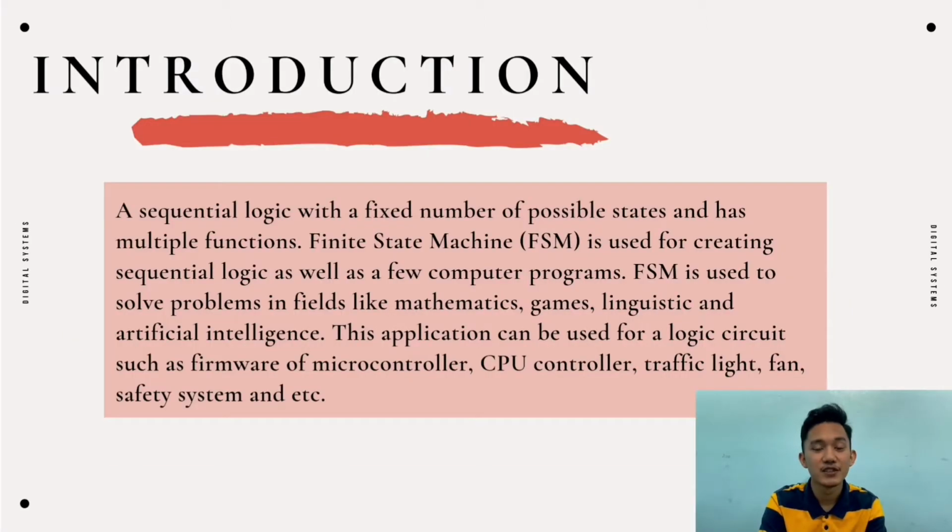Today I will present to you about the introduction of Project 5. A finite state machine is a sequential logic with a fixed number of possible states and has multiple functions. It is used for creating sequential logic as well as a few computer programs. The application of finite state machines is used for logic circuits, firmware for a microcontroller, a fence, a traffic light, and many more.